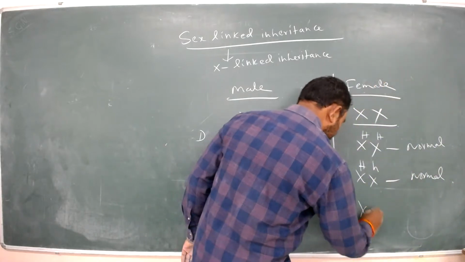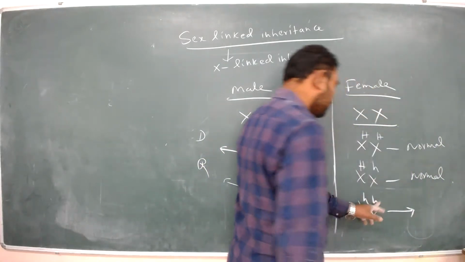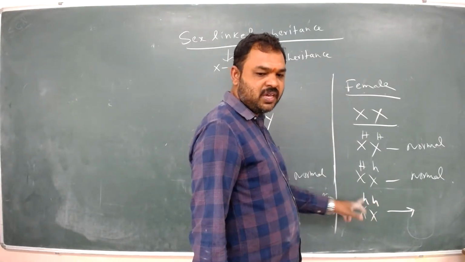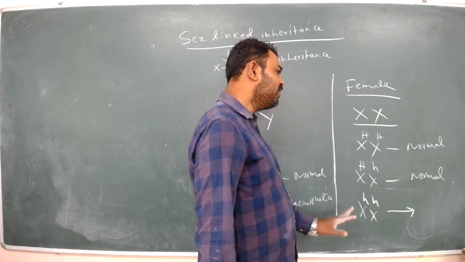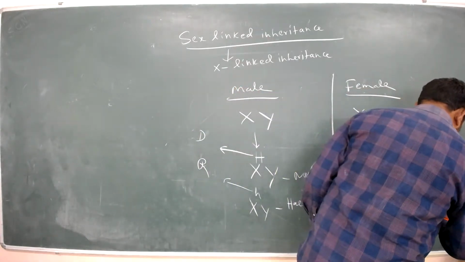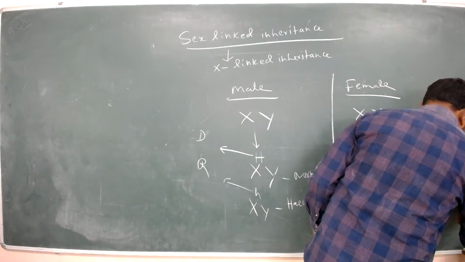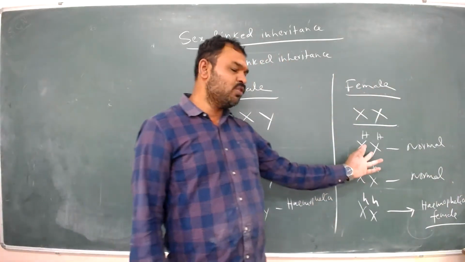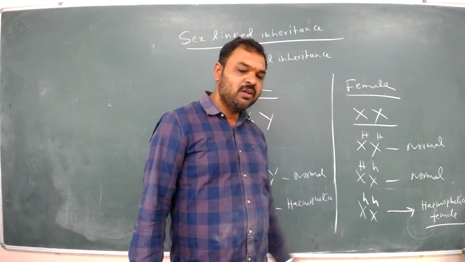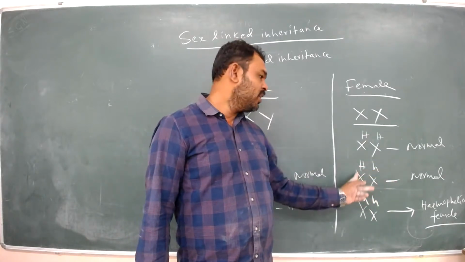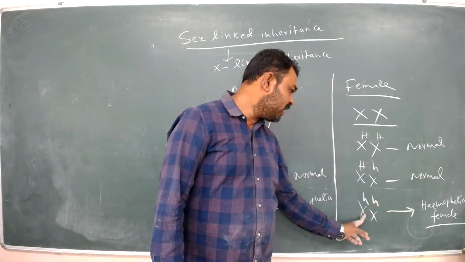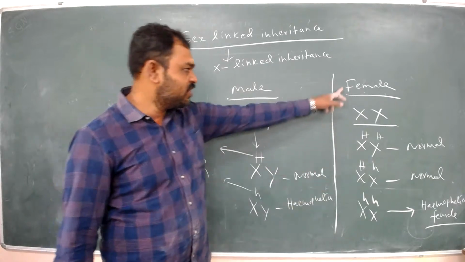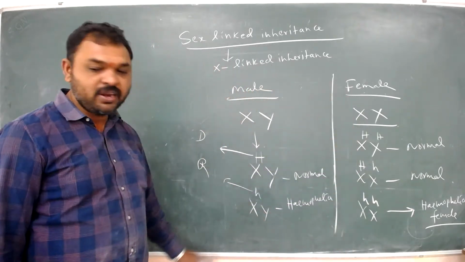But now, what is the case here? Two X chromosomes, both are recessive. On both X chromosomes, the recessive configuration is there. Then how is it called? These are hemophilia females. So on both X chromosomes, two dominant genes, normal. Dominant and recessive, heterozygous, normal. But here, both recessive, a hemophilia female. These are the genotypes for female, and these are the genotypes for male.